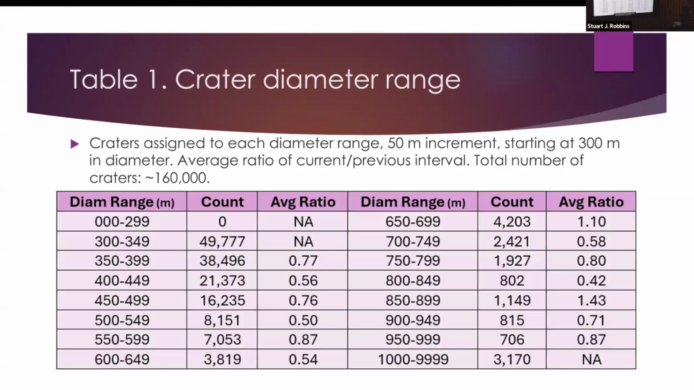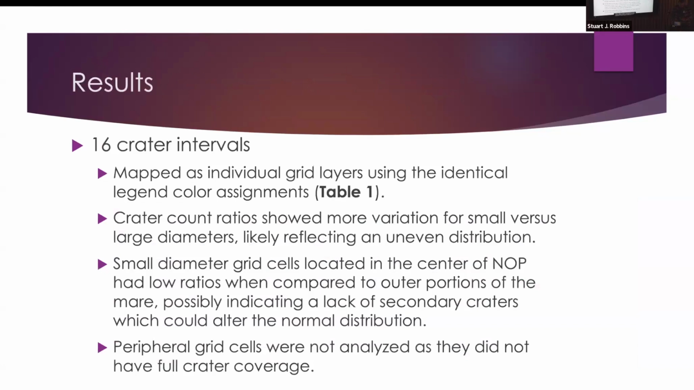So here's Table 1, which shows the craters per diameter size; it progresses pretty normally. There seems to be something odd about 600 to 649, where it's not really following the trend. So possibly some resurfacing, or picking up some secondaries that we're not aware of.